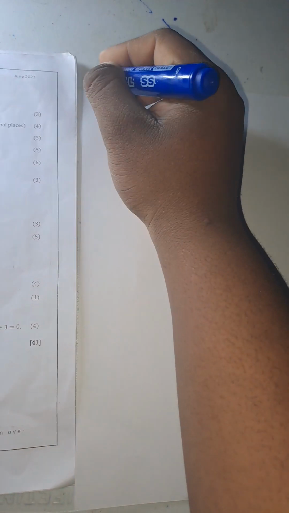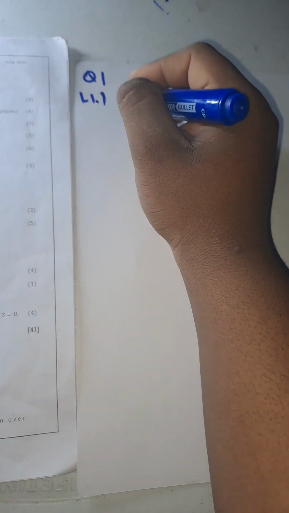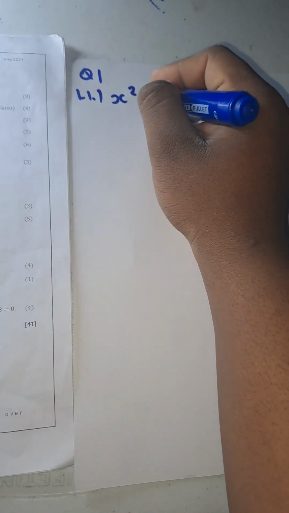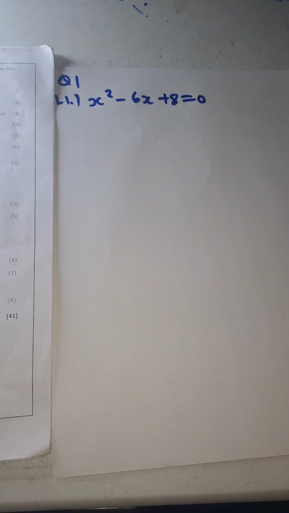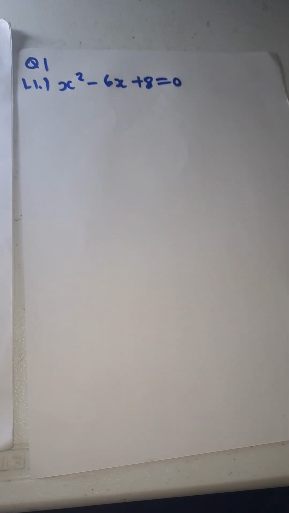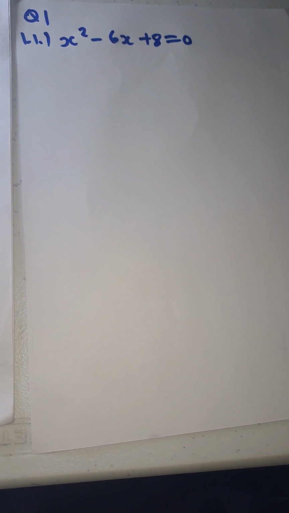Question 1.1.1. Now I have what? x squared minus 6x plus 8 equals 0. So you can simply do what? Factorize, right? But you can do your quadratic at the same time. But I'm going to factorize.